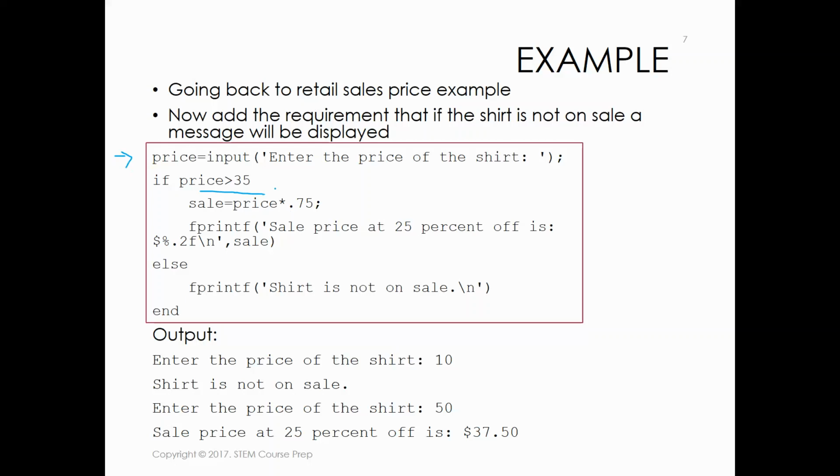So if the price is greater than 35, then we're going to calculate the sales price. So the sale price would be the price times 0.75, because it was going to be 25% off. And then you can do your printf statement. So just state the sale price at 25% off is the dollar, and then do the %.2f, right? Because we want 2 digits past the decimal place. This is a floating point number. And then put your \n, so it moves the cursor down. And the variable sale is what goes in here for the dollar amount. Alright, so this will be our first action that we'll take if price is greater than 35.